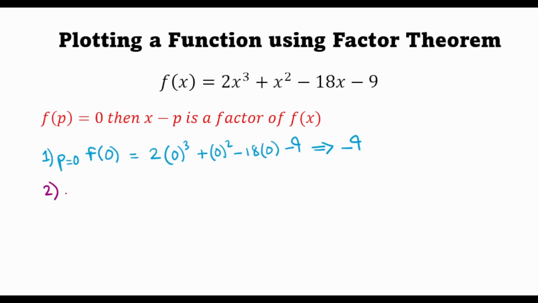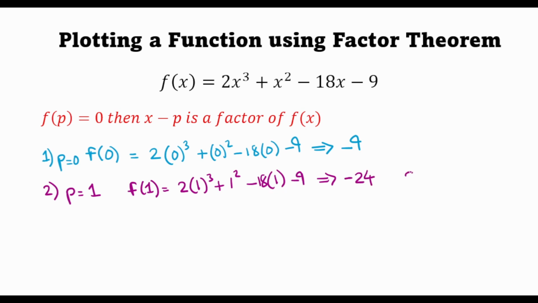Let's go further and try with p equals 1. So now f of 1 will be equal to 2 times 1 cubed plus 1 squared minus 18 times 1 minus 9. So this will become equal to 2 plus 1, 3, minus 18, minus 15, minus 9, equal to minus 24. So x minus 1 is also not a factor of f of x, just like x is not a factor of f of x.